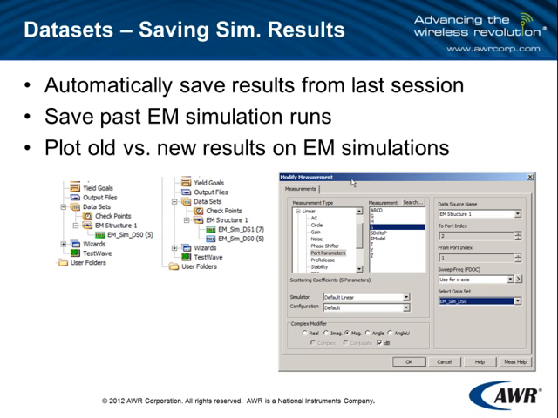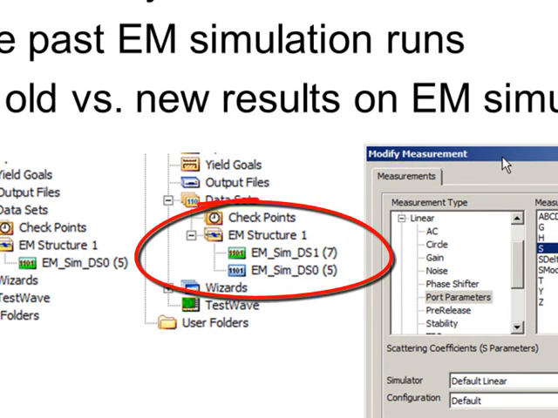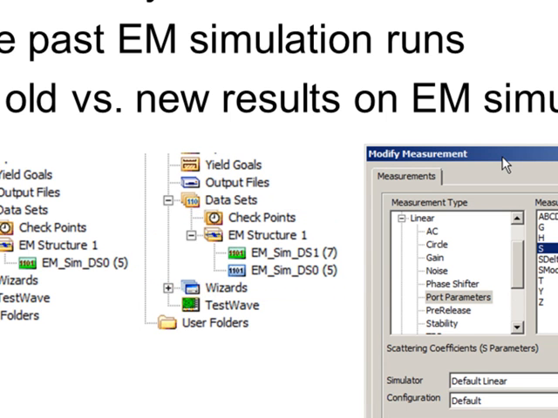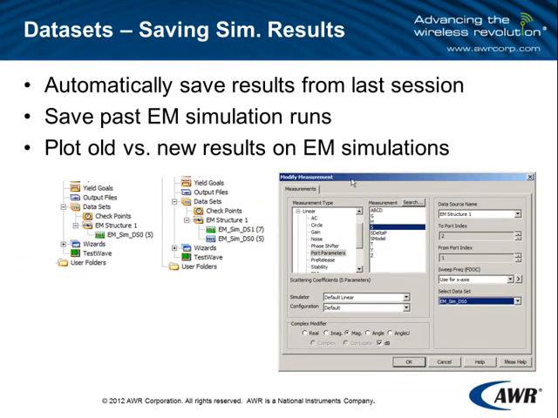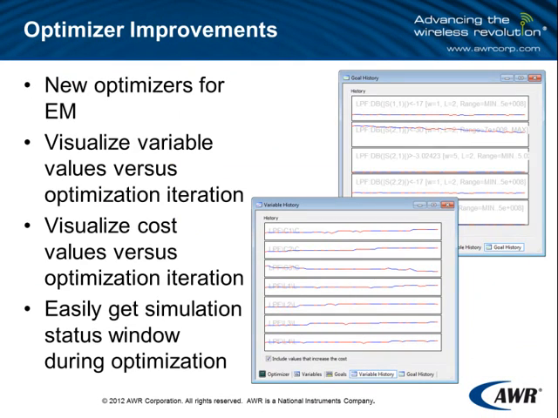A new important feature in Microwave Office is that of data sets. Data sets allow you to quickly access your old simulation data, and in particular EM simulation. If you look at this slide, you can see we have two data sets here in the project browser. This makes it very easy for the designer to switch between old and new data, and for example on a graph to plot old versus new results.